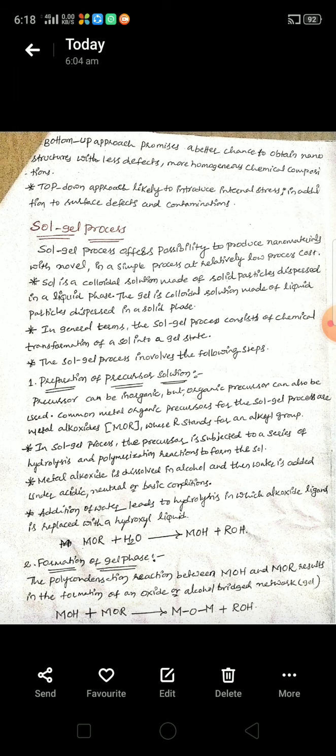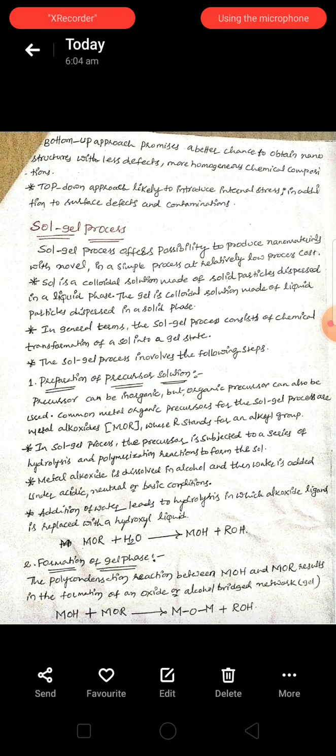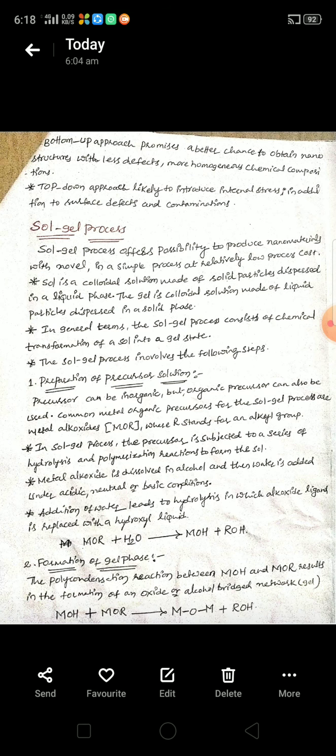And before we discuss the sol gel method, we must know what is meant by sol and gel. As I already said, sol and gels are colloidal solutions. Here, what is meant by sol? Sol is the colloidal solution where the solid particles are dispersed in a liquid phase. Gel is the colloidal solution where liquid particles are dispersed in a solid phase.